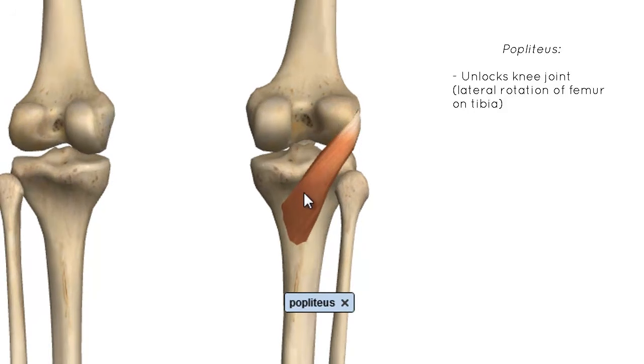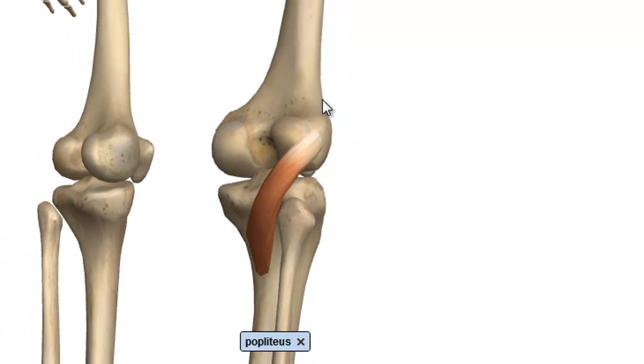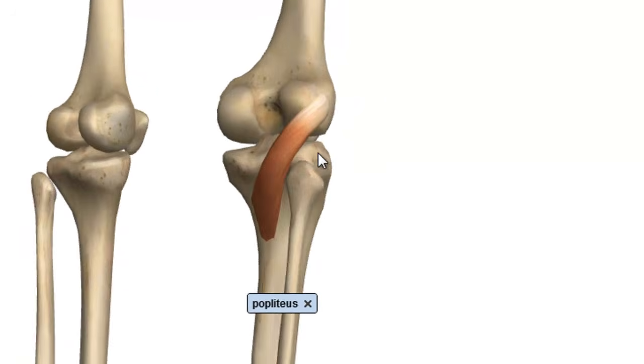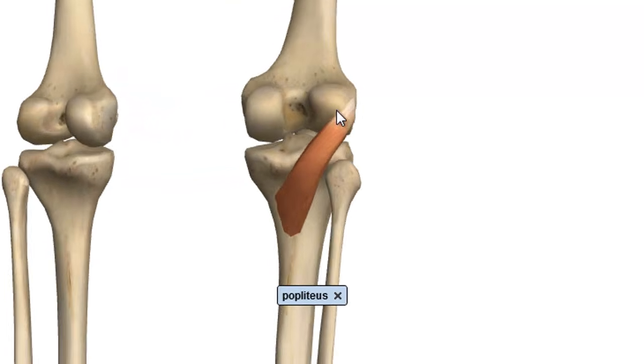So when it contracts, so its origin here, insertion up here, when it contracts, it brings the femur around, laterally rotating it and unlocking the knee. So in the standing position, the knee is fully extended and it's locked like this. So the popliteus functions to laterally rotate the femur on the tibia and unlock the knee joint.